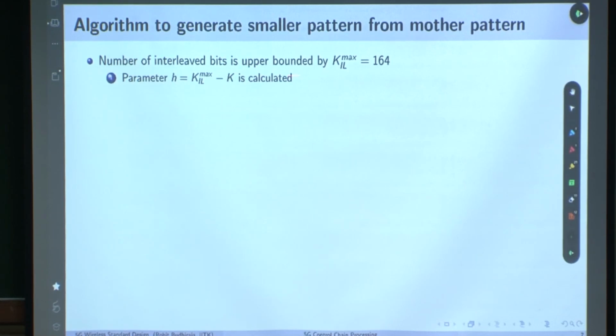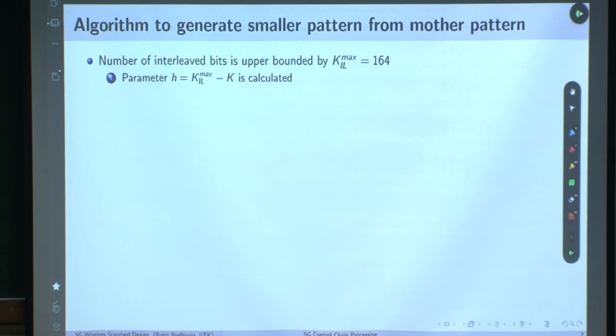The number of interleaved bits is upper bounded by 164. What are we calling it? K interleaved max. Max is the maximum number of input bits which can go inside the interleaver, denoted as 164. But the actual input size is capital K. We are feeding in A plus L, and that is what we are calling K. So I am defining a new parameter h.